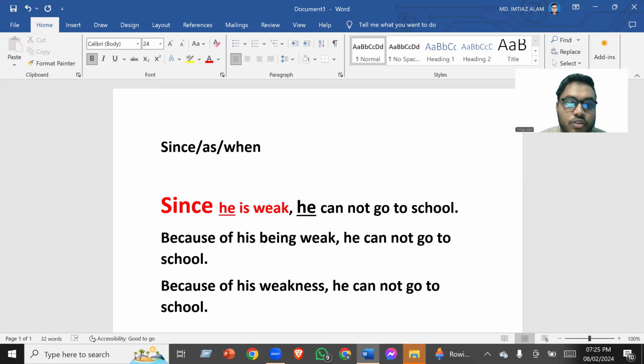The first answer is "because of his being weak": we have the verb and we are changing that verb into the ing form. And the second answer is "because of his weakness, he cannot go to school." We don't have the verb, but again, we are going directly to the adjective and changing that adjective into a noun.